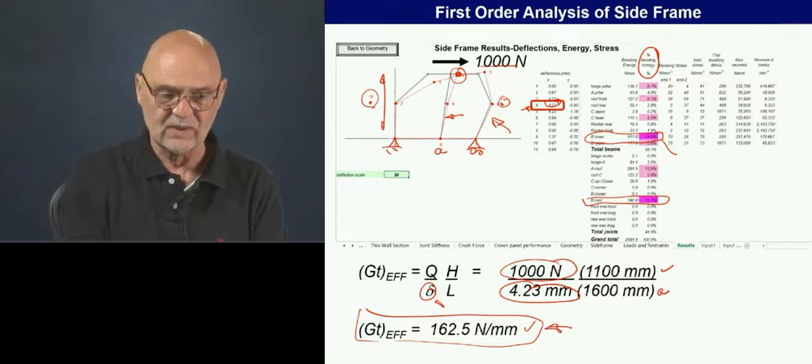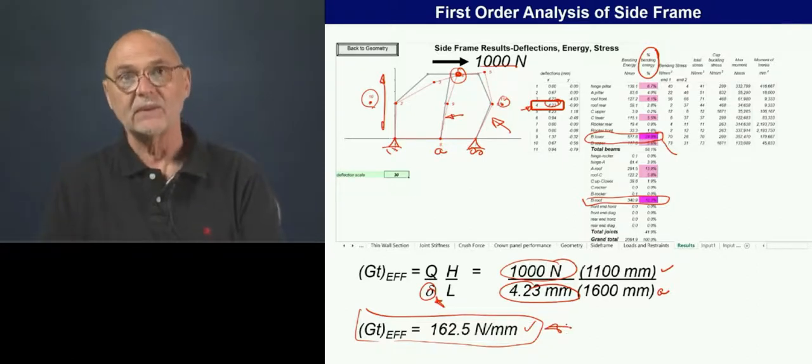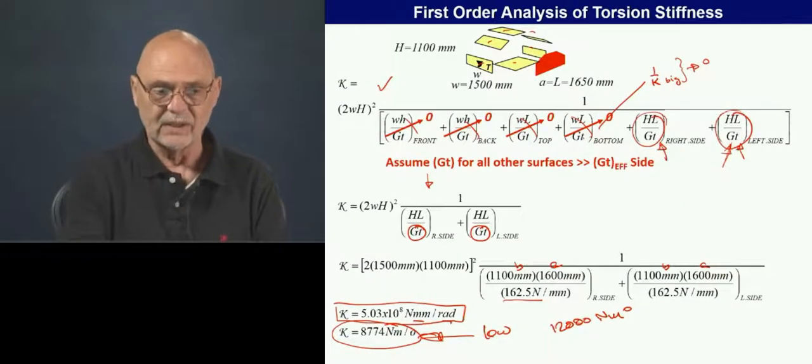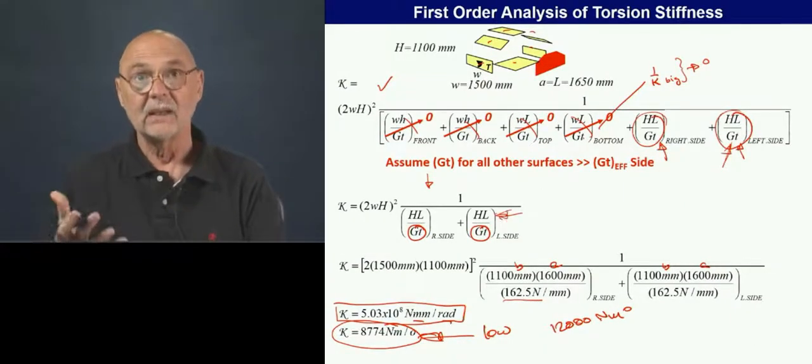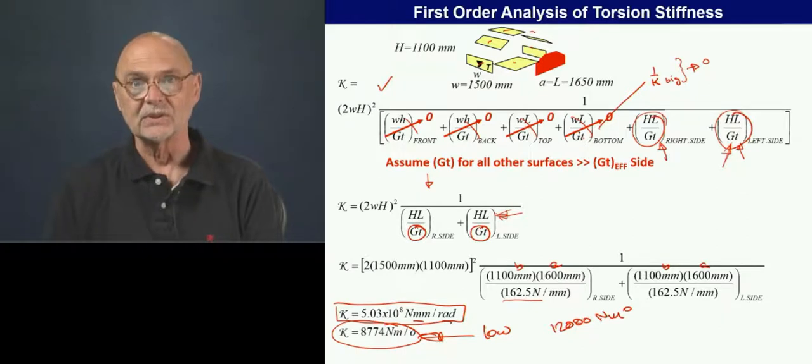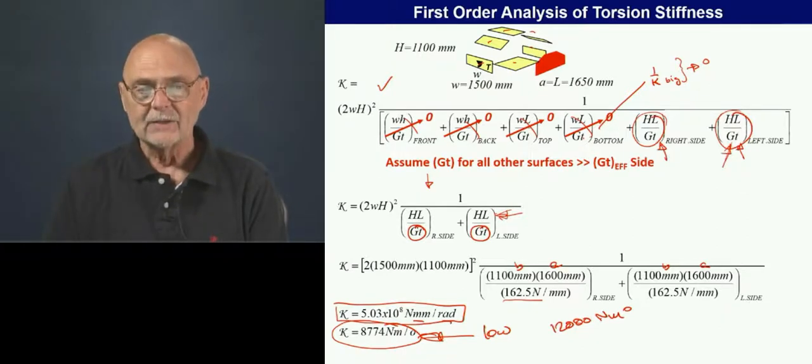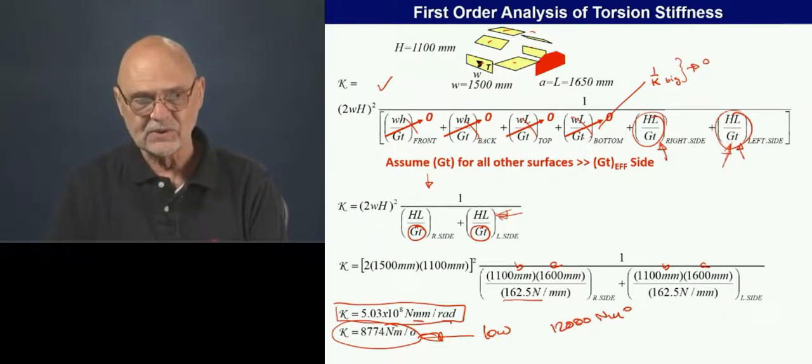We'll have less deformation. That will increase the GT effective, and then we could come back and plug it into this relationship and calculate the new torsional resistance. Okay? So I think in the homework assignment you got a chance to try this out.